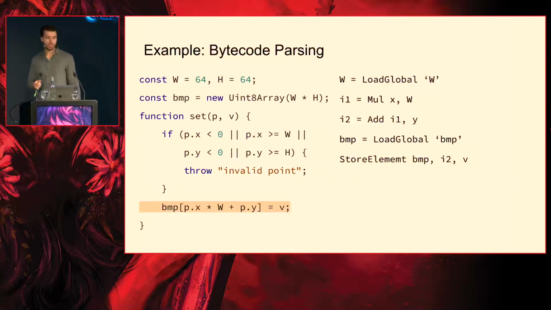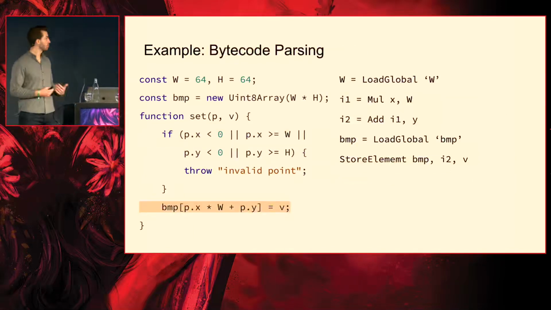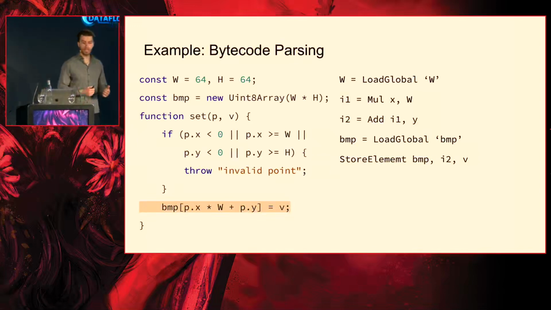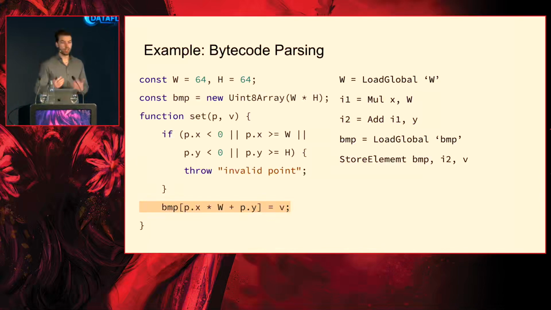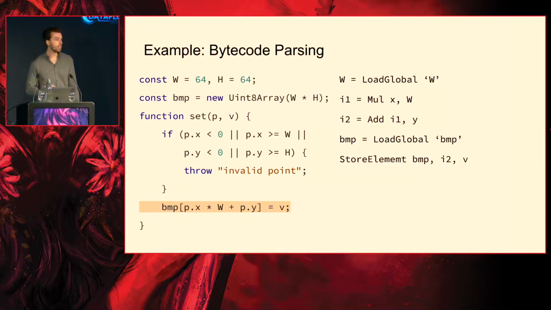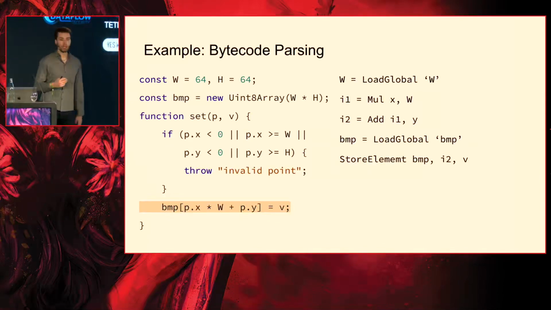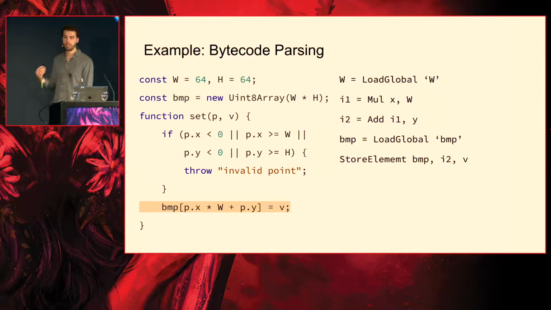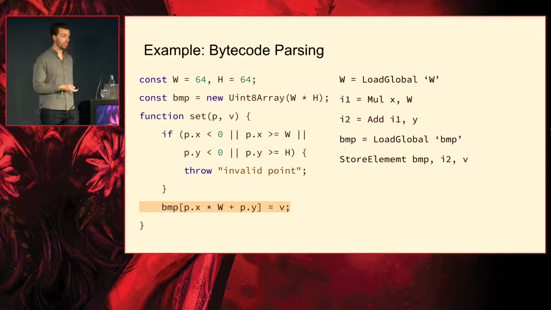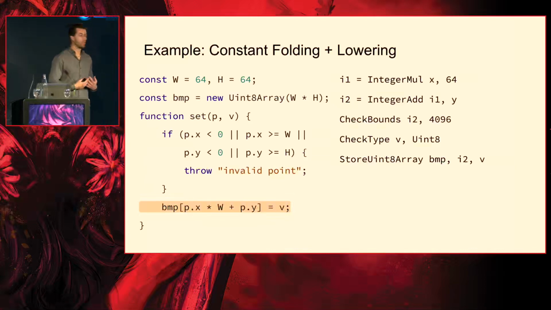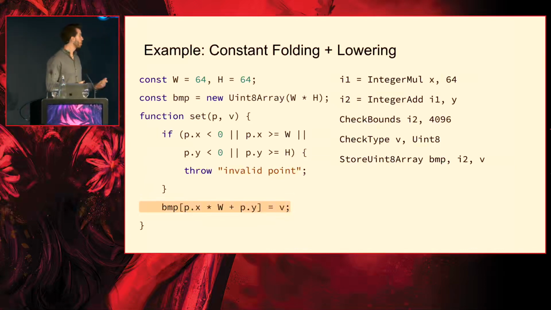Let's look at this line down here, where it stores the value into the uint8 array. And again, at first, this is going to look pretty high level. It's loading the global value w, doing a generic multiplication, a generic addition, loading the global BMP value, and doing a generic store element. Same kind of similar thing here.